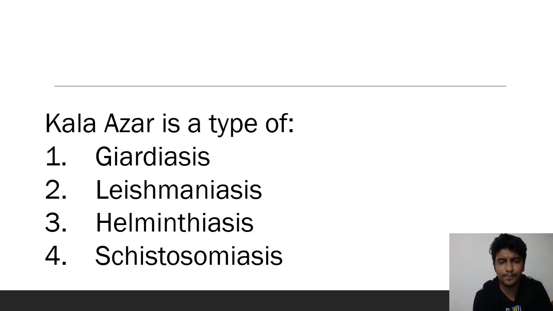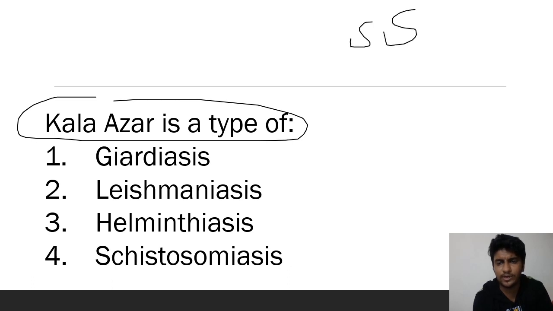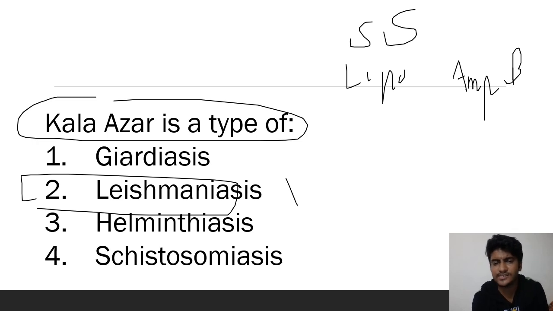Kala azar is very widely known, and sodium stibogluconate is widely used along with liposomal amphotericin B in this condition. So we have the right answer as leishmaniasis, which is also called visceral leishmaniasis.